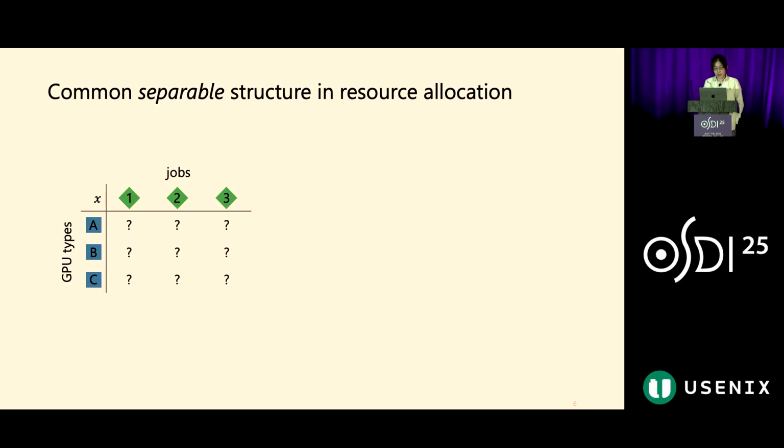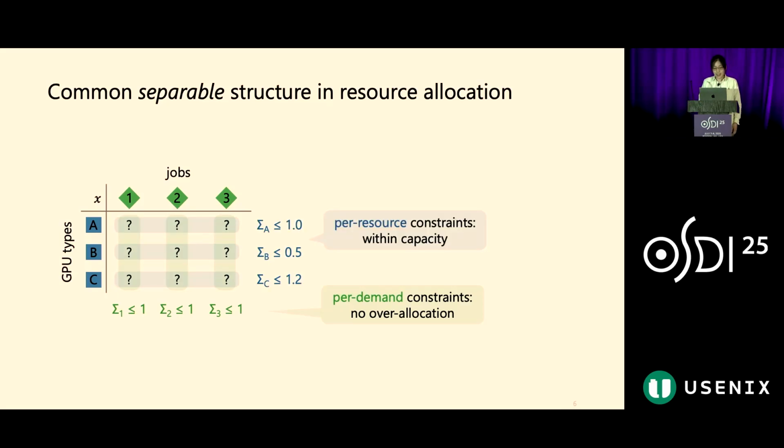Each job can split its runtime across different GPU types, and we use X to represent the fraction of the hour a job runs on a GPU. Naturally, we have per demand constraints on each column of X, where the sum of runtime for each job cannot exceed 1 hour. On the other hand, for each GPU type, the total GPU hours requested by all jobs must stay within the capacity of that GPU type. This per resource constraint applies on each row of X.